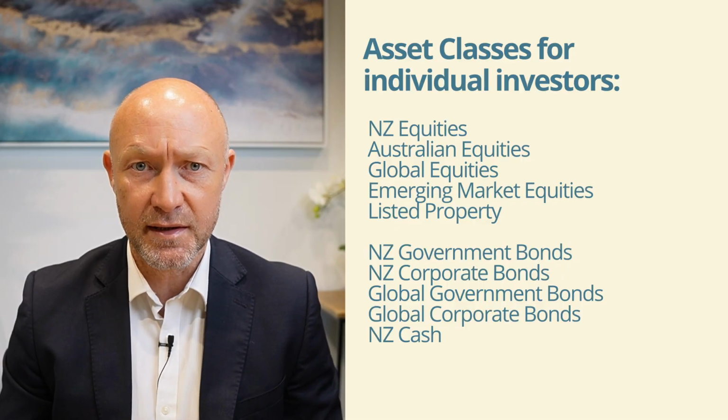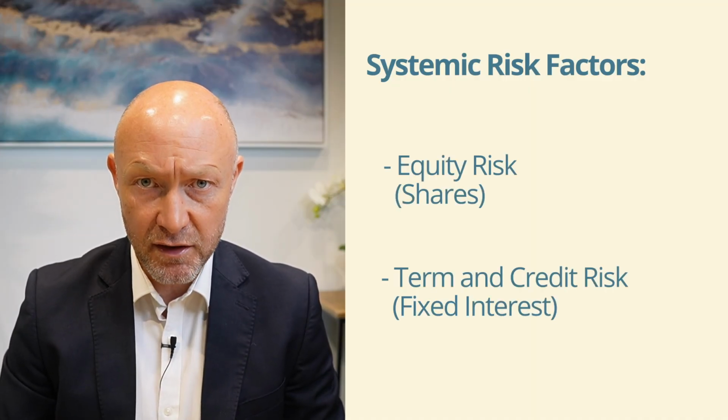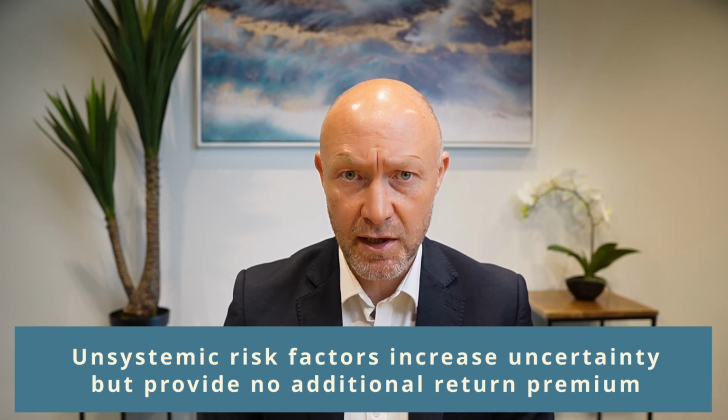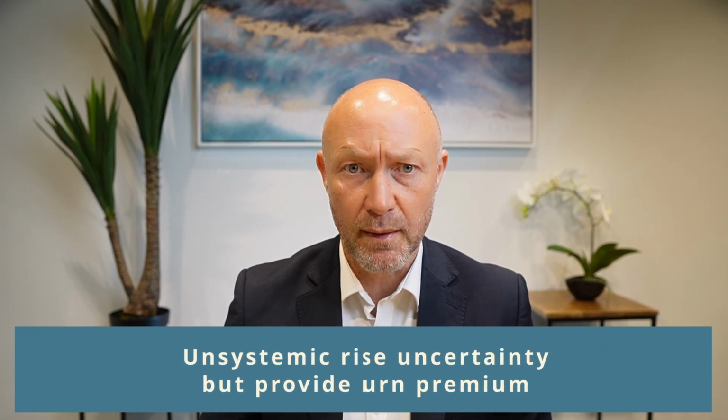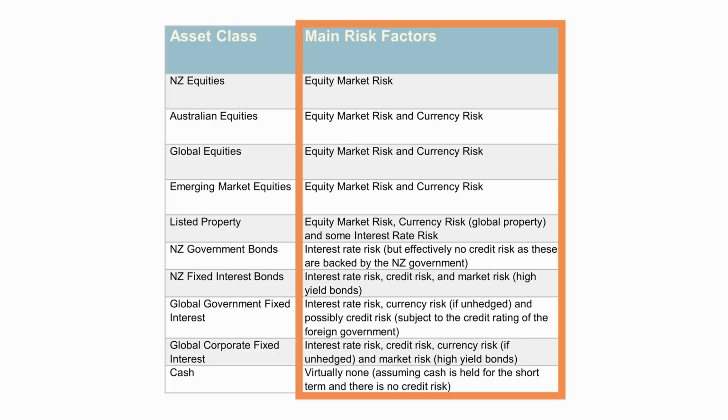In the first video, we went through the major financial markets and identified the investments that are suitable for individual investors. Then in the second video, we introduced the concept of systemic risk factors, being equity risk for shares and term and credit risk for fixed interest, that provide the prospect of an additional return premium. We also identified some other risk factors that increase the uncertainty of return but don't come with an additional return premium. This way of looking at investments helps us to determine what risk we want to expose ourselves to more efficiently design portfolios. This table lists the main asset classes that we discussed in the first video and their risk factors that we discussed in the second.